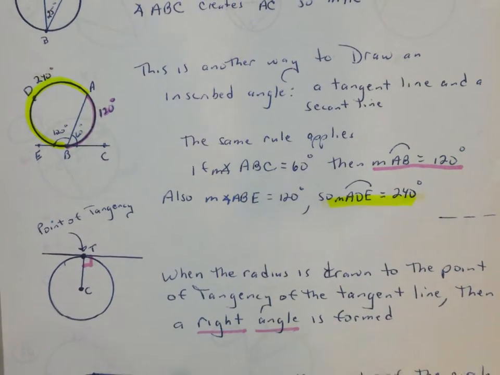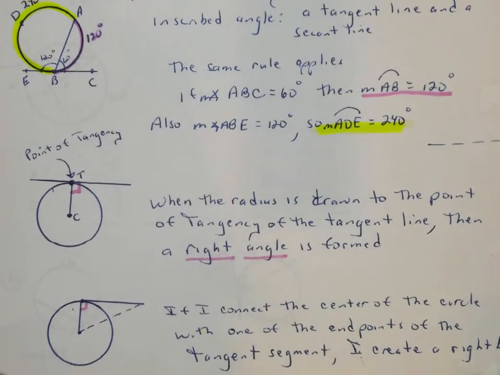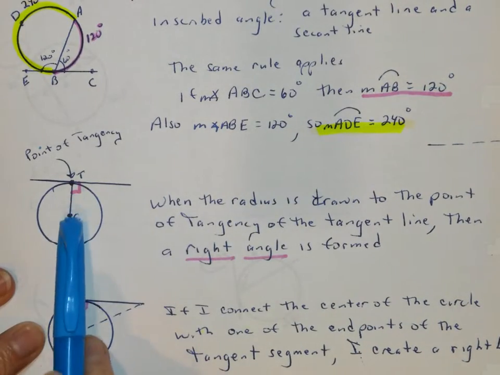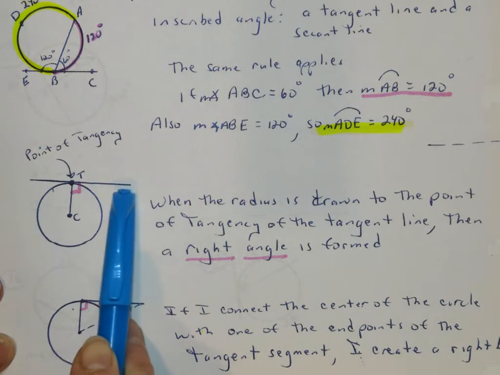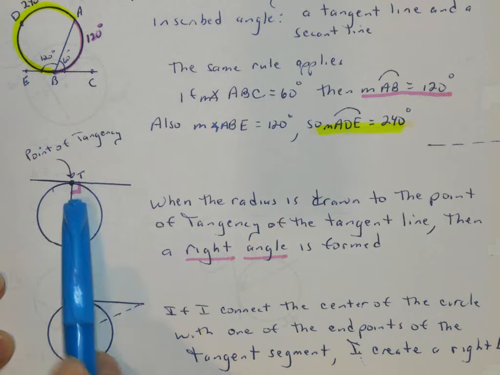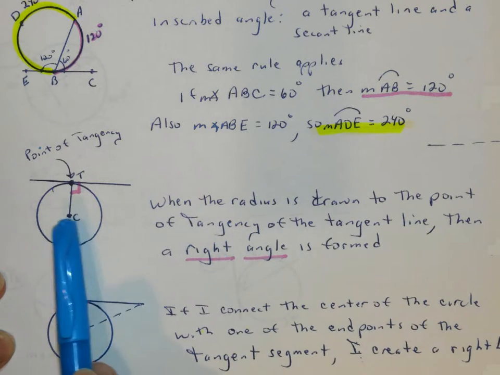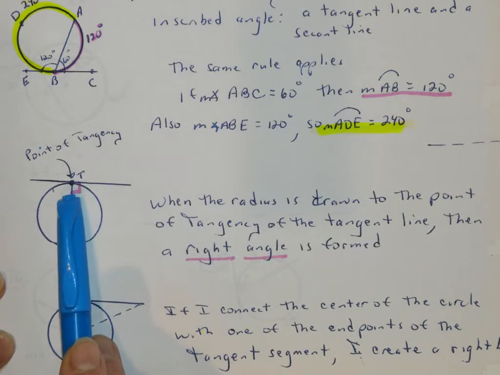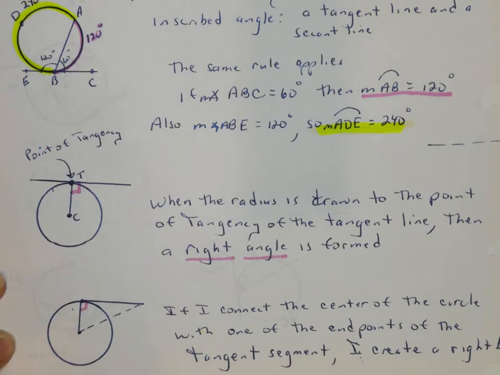So if this is 120 degrees and that's the angle, the arc it intersects, arc ADE, will be 240 degrees. Okay? All right. Let's talk about the point of tangency with a radius. Here is a tangent line, and the point of tangency is point T. The radius is drawn to the point of tangency of the tangent line, and when this occurs, it creates a right angle.